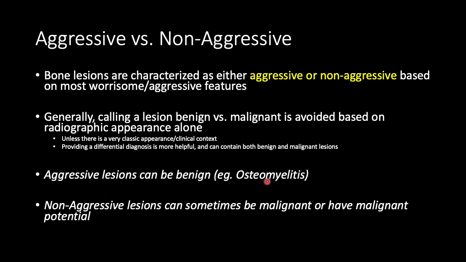For example, if you have a severe osteomyelitis, it can look very aggressive, but we know that that's benign. It's infection. And then non-aggressive lesions can also sometimes be malignant or have malignant potential, especially slower growing malignancies. So unless there's a very classic radiographic appearance for something and you have a good clinical context and you have a multidisciplinary approach to it, in those cases, sometimes it's okay to call something benign or malignant. And oftentimes, however, you're going to have to provide a differential diagnosis, which is usually more helpful, and you can include both benign and malignant lesions where appropriate.